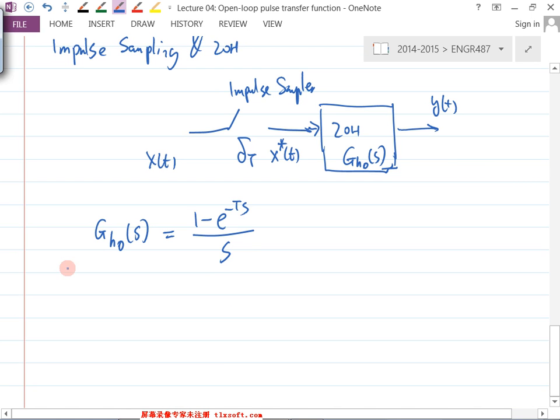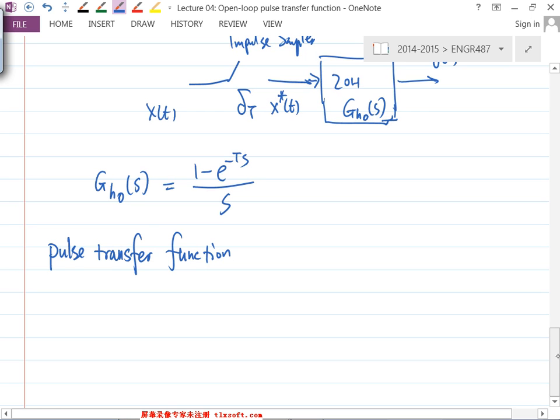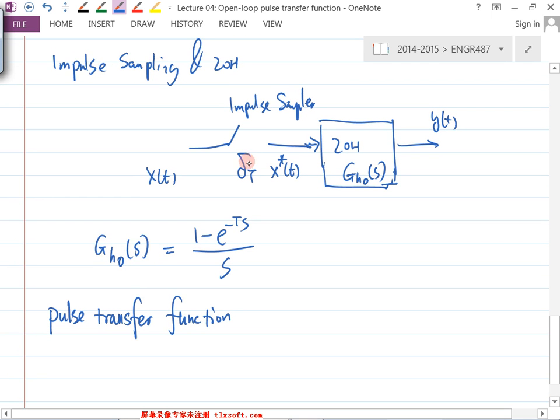Basically, the idea is, what is a pulse transfer function? The keyword is pulse, right? Not just a transfer function anymore. That is mostly because when you're dealing with a digital system, you have to have this impulse sampler somewhere in the loop.